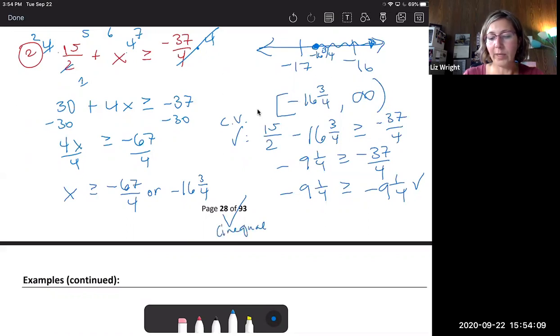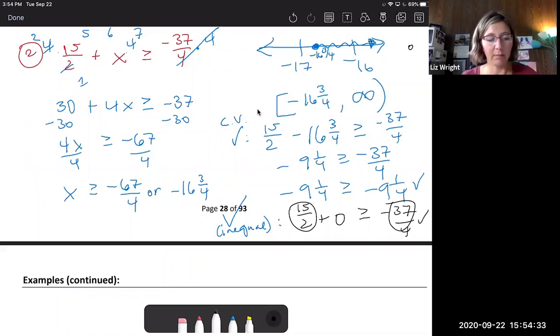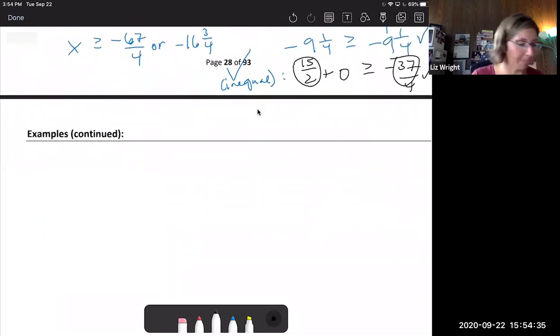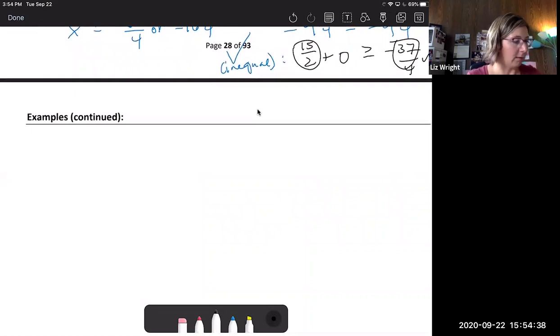What is another number we can check that is going to be super easy, that is in our solution set? And guess what? We can check 0 again because it's going to be in our solution set way over here. So you could do that. And you could say, okay, 15 halves plus 0, is that going to be greater than or equal to some negative number? Yes, because this is positive, this is negative. So yes, that one checks out too, that we did that right. All right. We're going to do a few more examples and then we will be done with this topic.